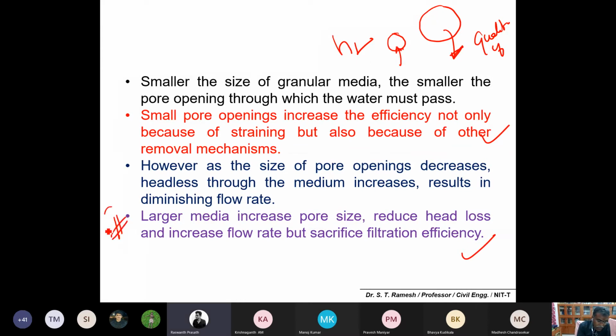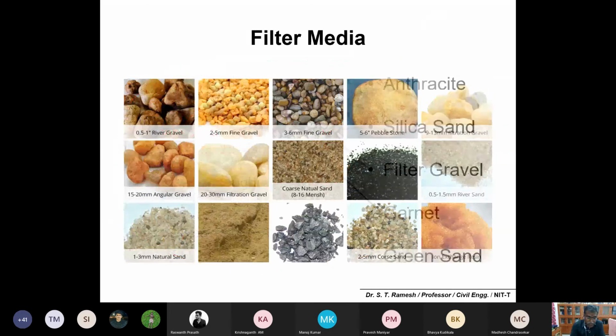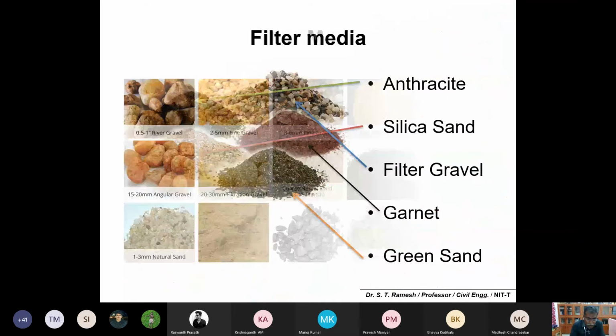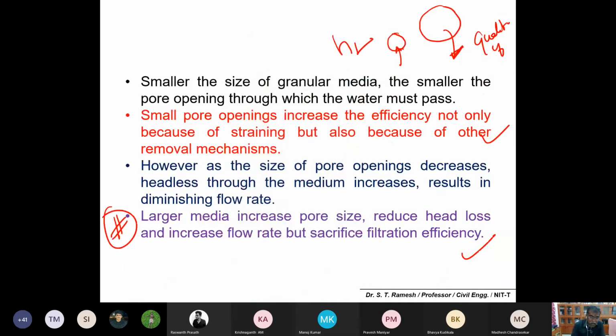Okay, so that is being explained in these individual points. Please remember, size is important. That's what I mentioned. Size, you can see smaller and also bigger. Smaller pore opening will increase your efficiency, and because of the very small size, at the same time, it will also diminish your rate of flow.